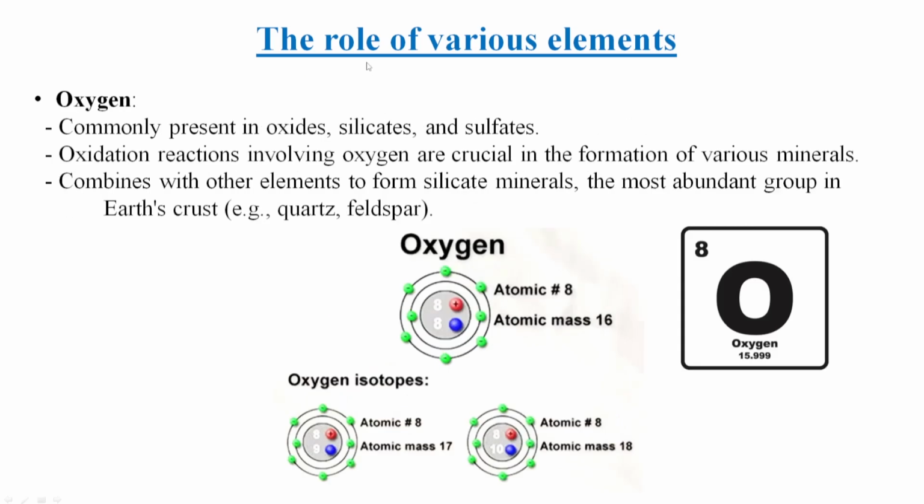Then comes possibly the most important one, that is oxygen, which is commonly present in all oxides, silicates and sulfates. That means varieties of minerals will definitely have oxygen as a chemical constituent. It also helps in oxidation reactions involving oxygen that are crucial for the development of various minerals, and it combines with other elements very easily, and the most dominant one is the silicate minerals. It is the most important constituent of silicate minerals, which are the most abundant group of minerals in the earth crust.